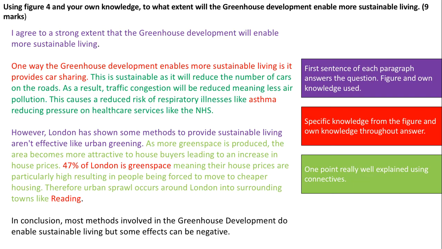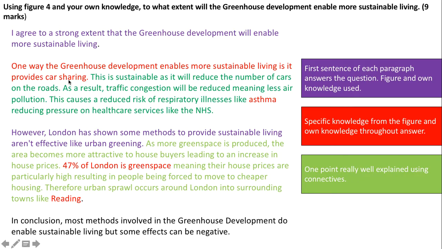One point that she could have improved on is when she said there's less air pollution, she could have named something that causes air pollution. So congestion will reduce, meaning there's less air pollution from diesel particulates. And that would have brought her answer up, right up to that very top of level 3, those 9 out of 9 marks that we're aiming for. Let's have a look at her second paragraph.